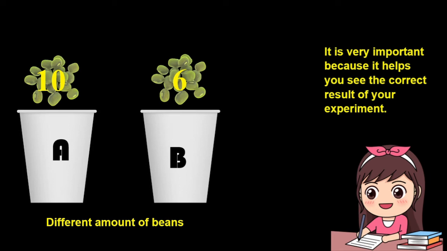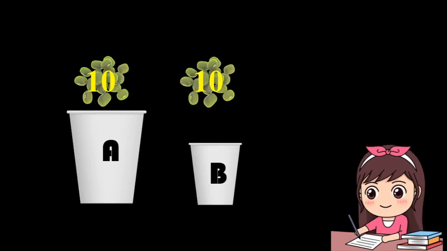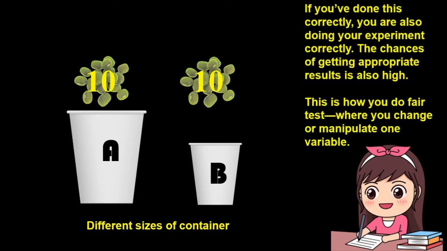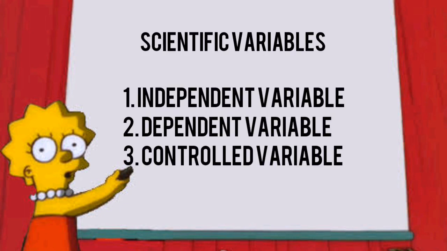Or if you use different containers for set A and set B. Imagine if set A has a bigger container and the other has a smaller one, it will really affect the result of your experiment. If you've controlled these correctly, you are also doing your experiment correctly. The chances of getting appropriate results are also high. This is how you do a fair test, where you change or manipulate one variable. These are the kinds of scientific variables.